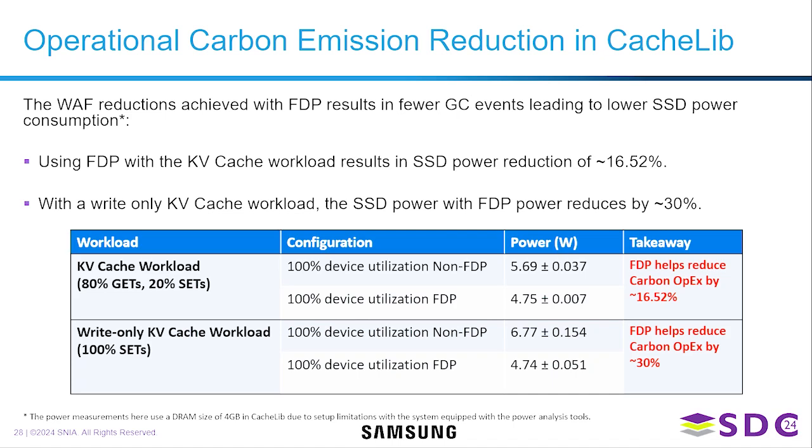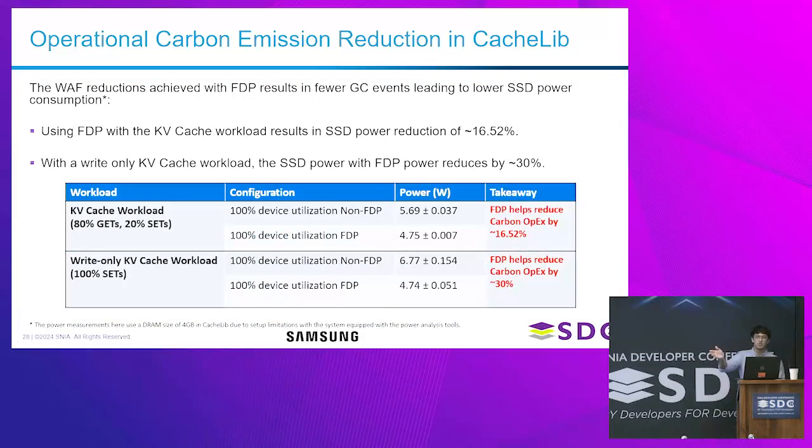So what did this mean for power consumption, right? The first 2 rows here are with the KV cache workload, which I described, whose characteristics are 80% gets and 20% sets. So it's read intensive. Even with the read intensive workload with FDP, you can get roughly a 0.5% reduction in power consumption, which, if you amplify over the 1000 node CacheLib cluster and lots of CacheLib clusters, again is pretty massive. But we tried to make the scenario even worse, right?